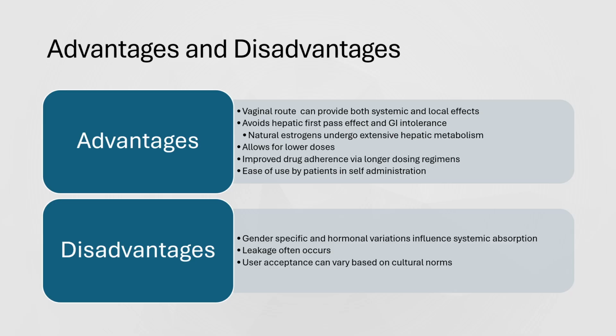Disadvantages related to the vaginal route of administration are the obvious gender-specific use and the hormonal variations that can occur in women, which can influence systemic absorption. Leakage of medication can occur via this route following medication administration, and its overall acceptance by the patient is based on cultural norms.